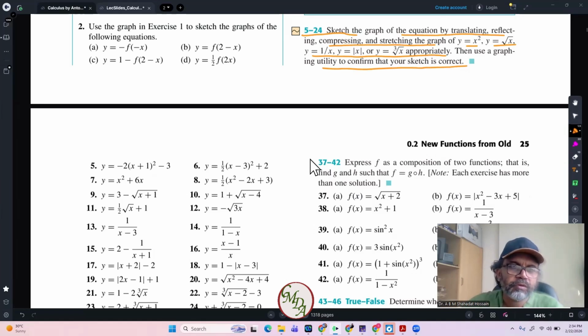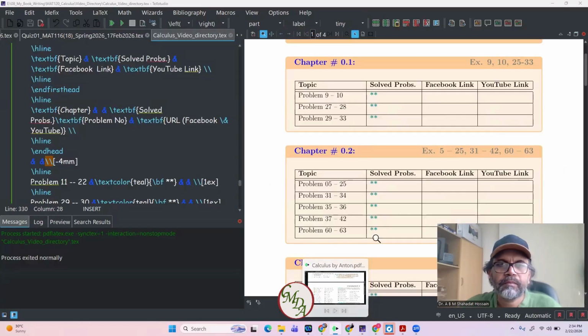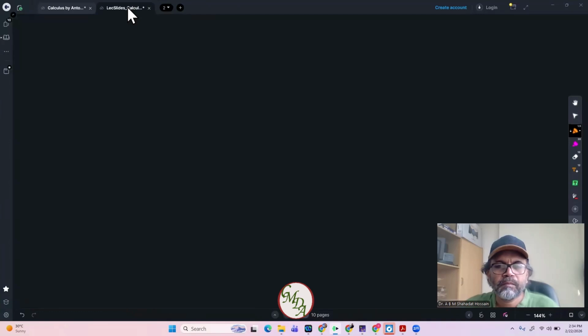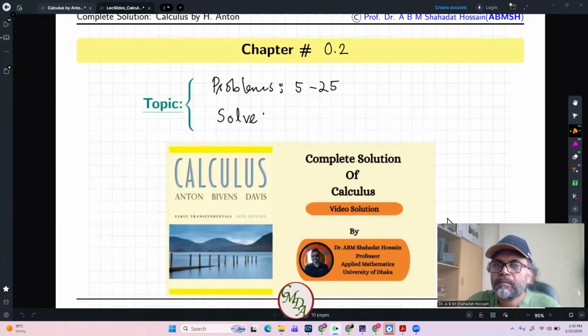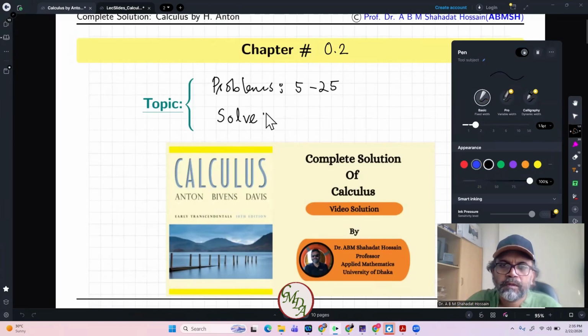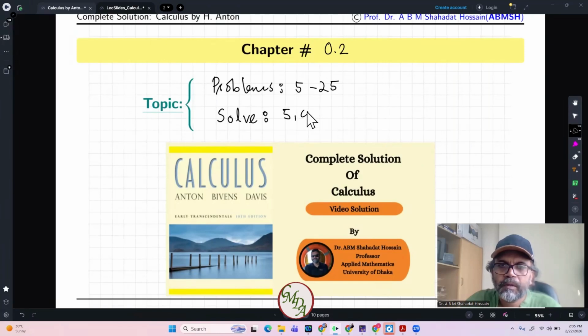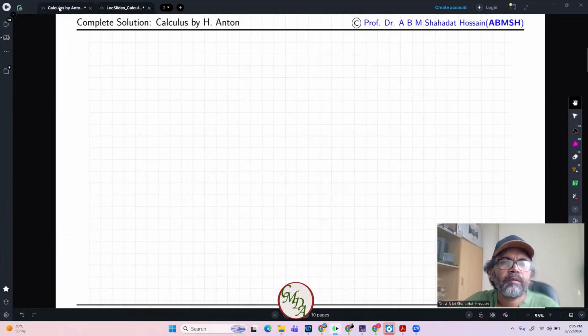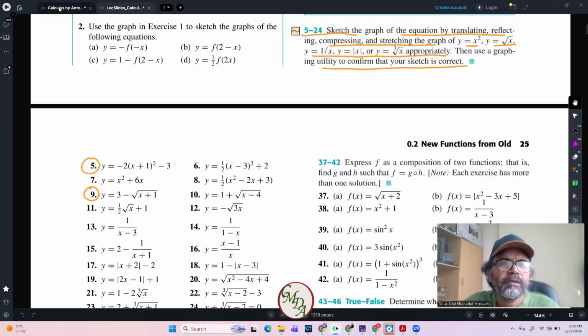Okay, so we would like to solve and discuss problems 5 and 9 in this session. So let's start. Right, so our equation is given here: 5, y equals minus 2 times (x plus 1) whole squared minus 3.